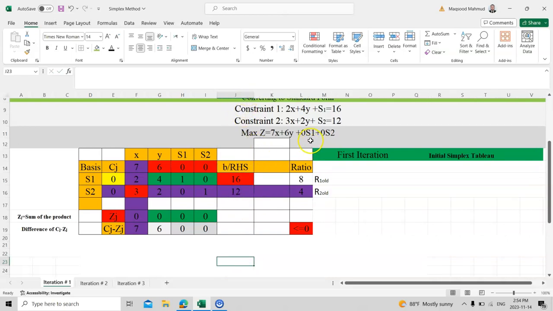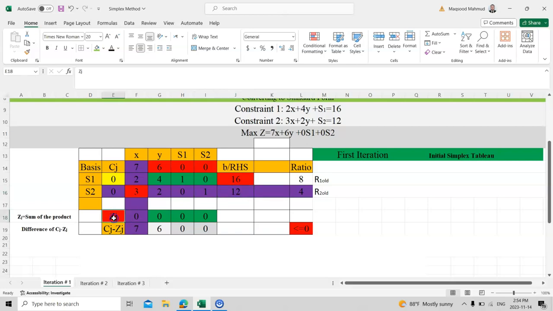Now in the second constraint, similarly, the coefficient of x is 3, so we put 3 here. The coefficient of y is 2, so we put 2 here. The coefficient of s1 does not exist in constraint 2, so we put 0. The coefficient of s2 is 1, so we put 1. On the right hand side, our b is 12. So this is what we got now.